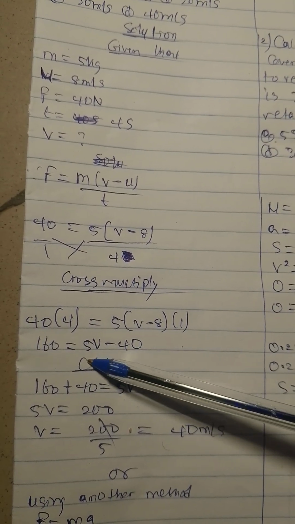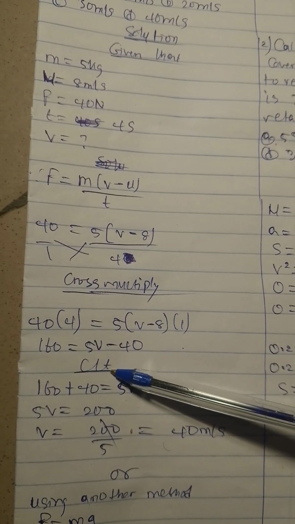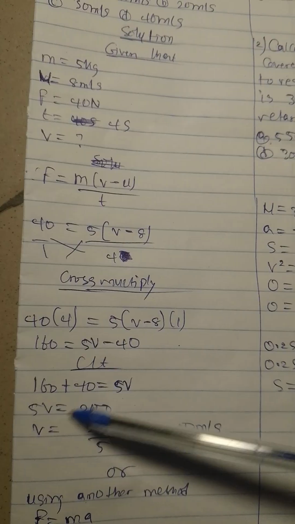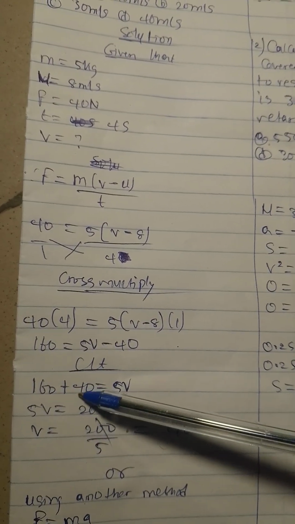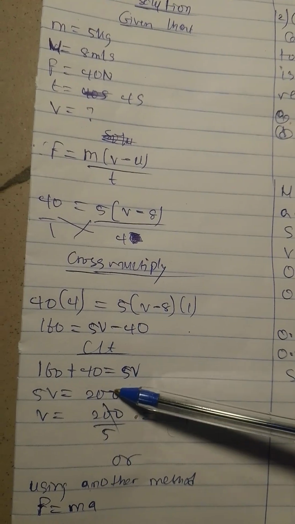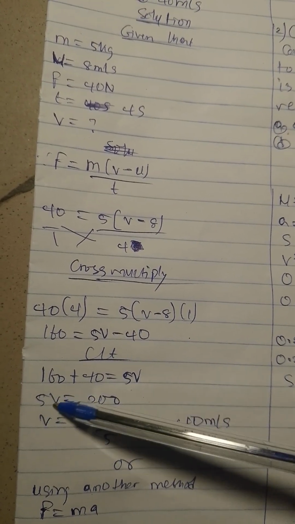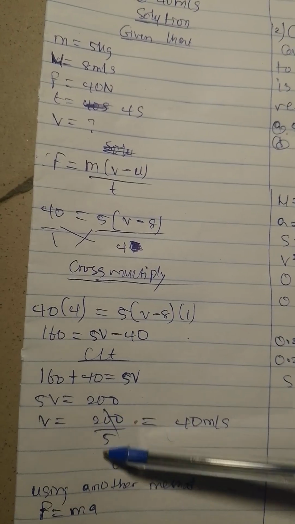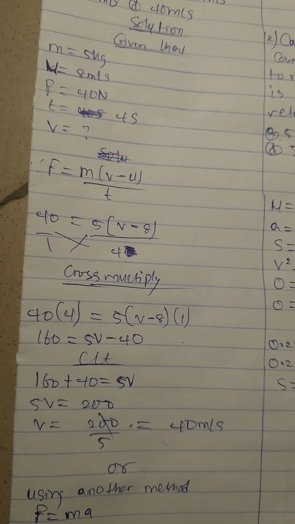So what to do is collect like terms. CLT means collect like terms. If this minus 40 crosses over here, it becomes plus 40. So we have 160 plus 40 is equal to 5v. Now 5v is equal to 200. Now dividing both sides by the coefficient of v, which is 5, v is equal to 200 divided by 5, which is 40 meters per second.